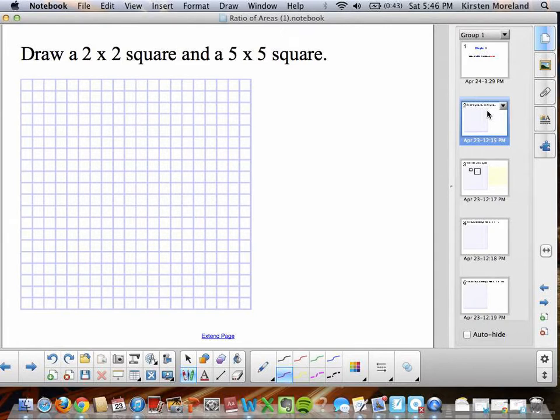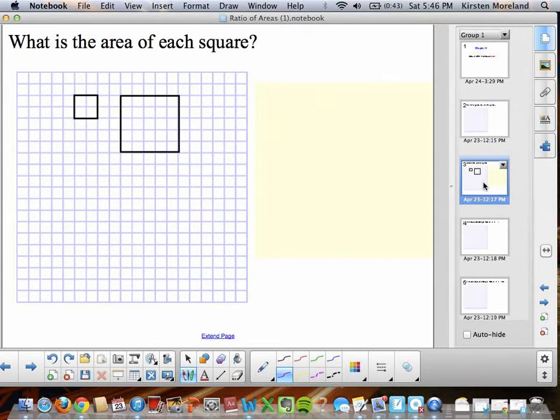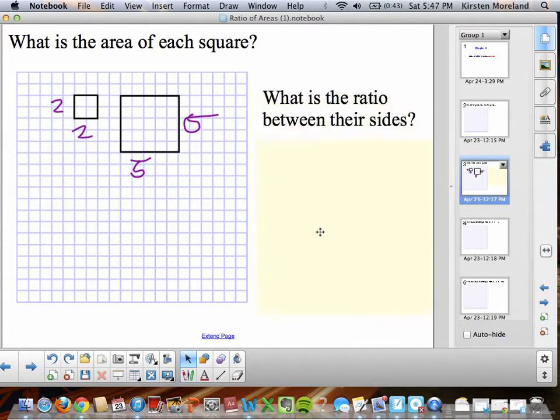So I'm going to draw a 2 by 2 and a 5 by 5. And I luckily already have nice little pictures here so you don't have to suffer through my drawing. Okay, so first, this was a 2 by 2, remember? And a 5 by 5. So I'm going to ask you two questions on this. First, what is the ratio between their sides?